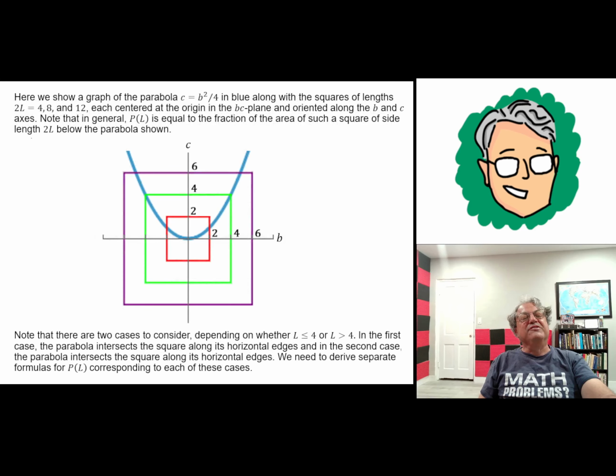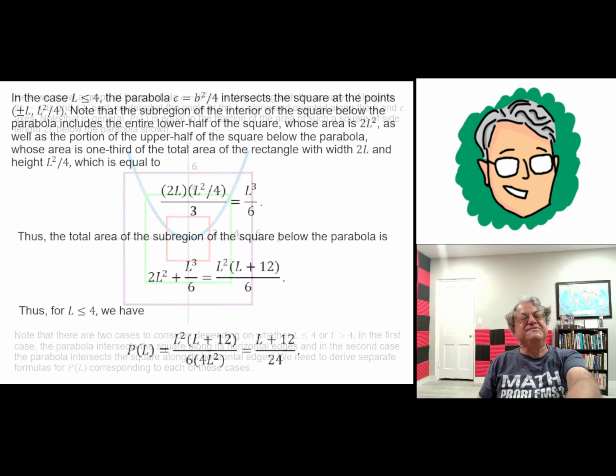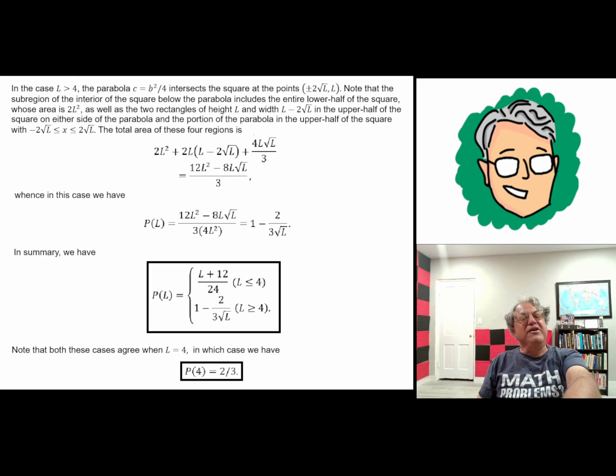Might be a good idea to go back to the picture again. Remember what I showed you? If you look at this red square and make it get really, really small, basically all you're getting in that case is the lower half of the square. So P of L will approach 1/2 as L goes to 0, but it approaches 1 as L goes to infinity. In the intermediate case, L equals 4, it's equal to 2/3. So anyway, that completes the problem for today.